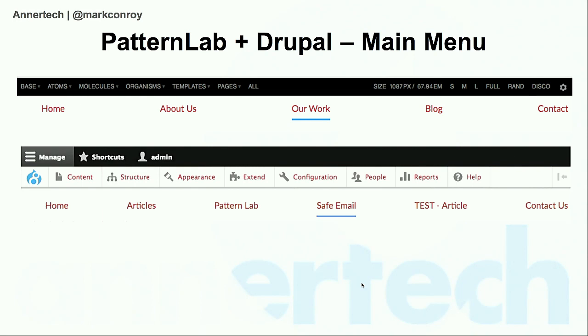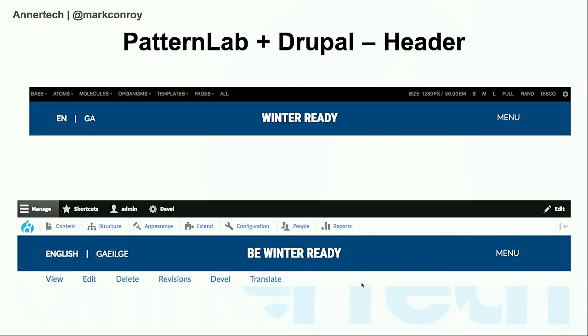This is what it would be like with seven items, but the design is still the exact same. Pixel for pixel, color for color, padding, margins, everything is 100% identical. So if the client was to sign off on the menu in the top one, we can't not give them the exact same design in the bottom one. And if you were to make something like a header, again, you can see on the left-hand side of the top image, it says EN/GA, that's for English and Gaeilge. Again, a lot of our websites in Ireland for the government would have to be multilingual in Irish and English.